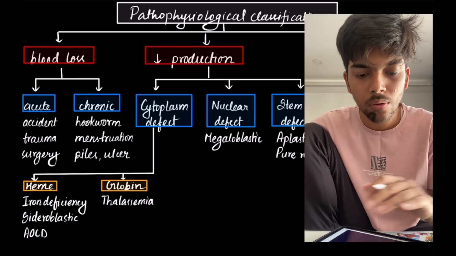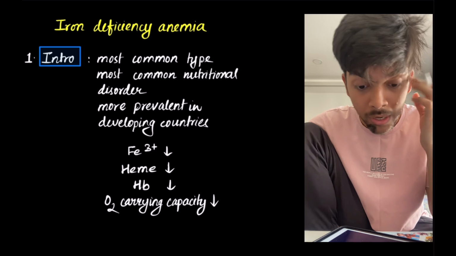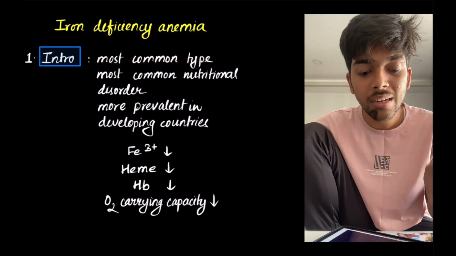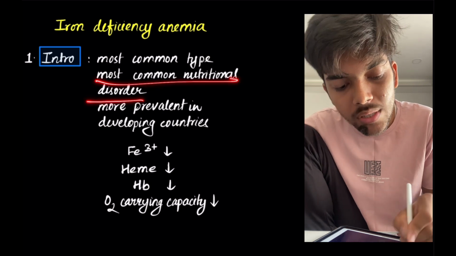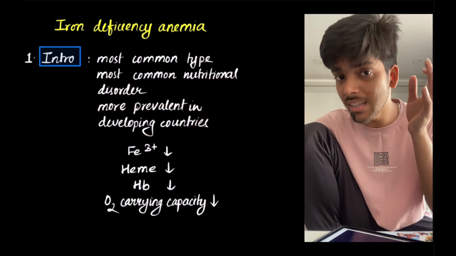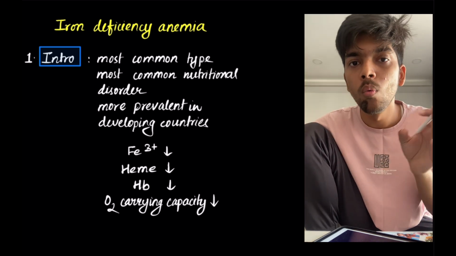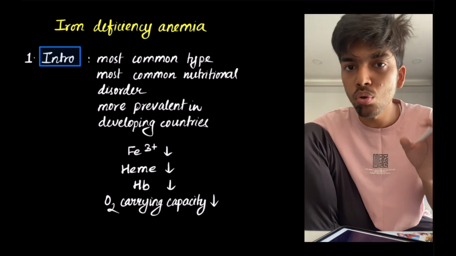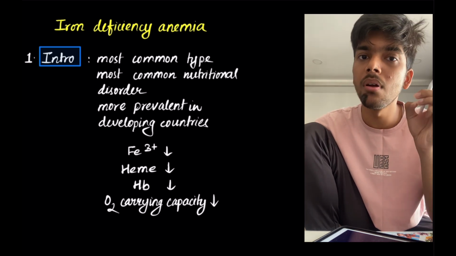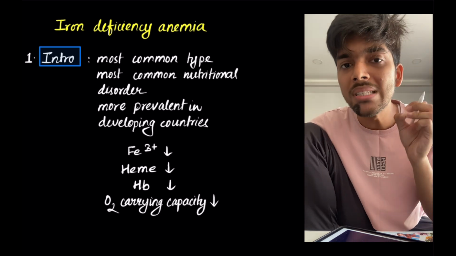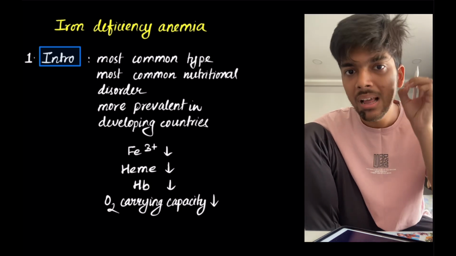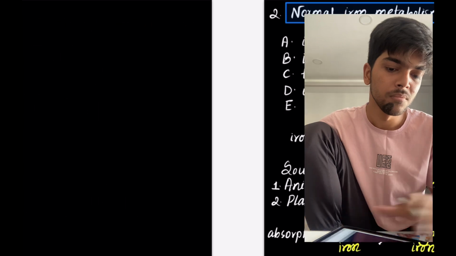Alright, so that was it for the introduction. Iron deficiency anemia is the most common type of anemia, and it is also the most common nutritional disorder seen widely in developing countries, because it is in developing countries where people with very low socioeconomic status survive, and they end up not being able to satisfy their iron demand, the daily requirement of iron in their diet.